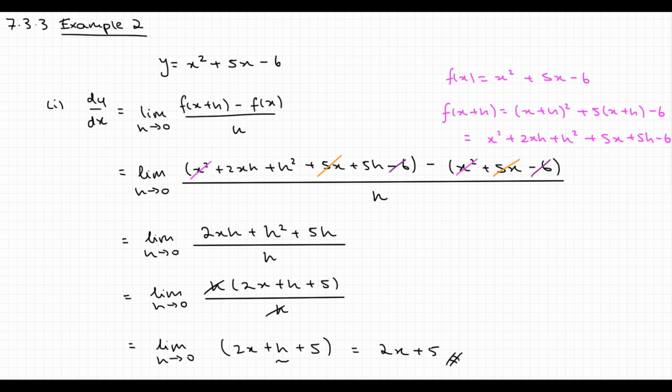Before I move on, just one note here: when we're doing first principles, the limit as h approaches 0 stays at the beginning of the expression for every single line until we make the substitution h equals 0. After we make that substitution, the limit operator disappears. Until we have done that, it stays there. So make sure you keep that in mind.